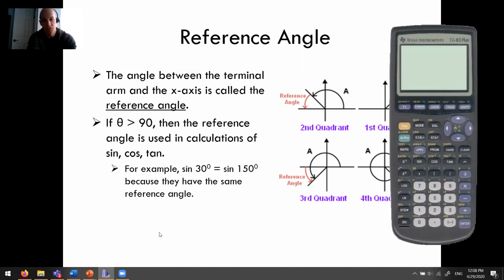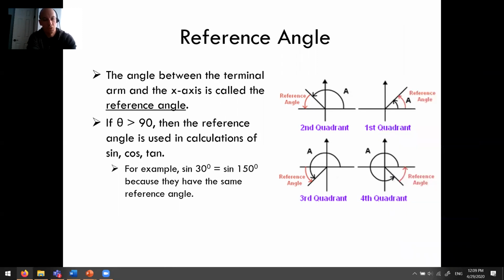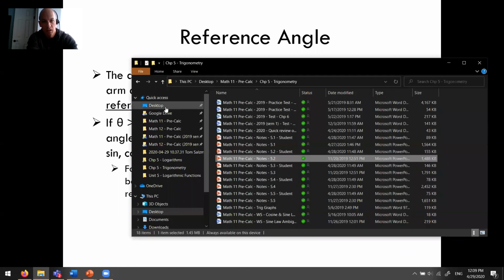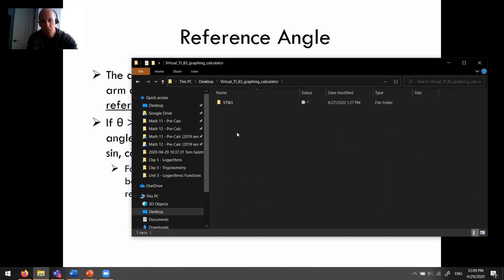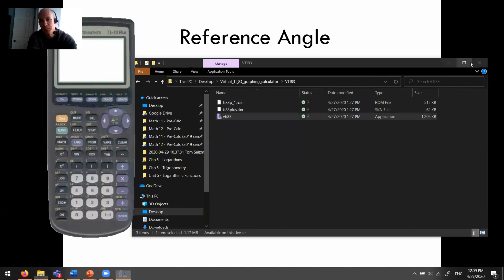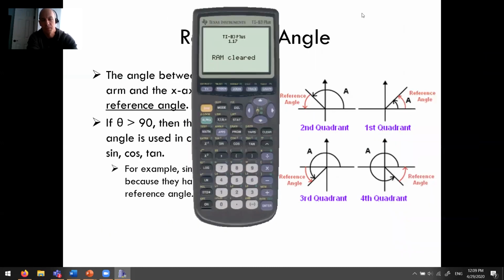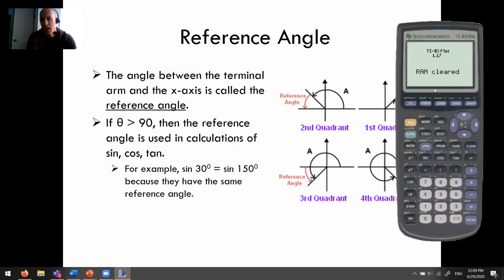Okay, so we can actually use this thing, and we can type in stuff. And of course, it's gone ahead and froze on me, which it does from time to time if I don't use it enough. So I guess I'm just going to have to open it back up again. Okay, so desktop, and then we'll go to my virtual TI. Okay, so hopefully it's working this time. There we go. Anyway, never better than the real thing, but it'll work.